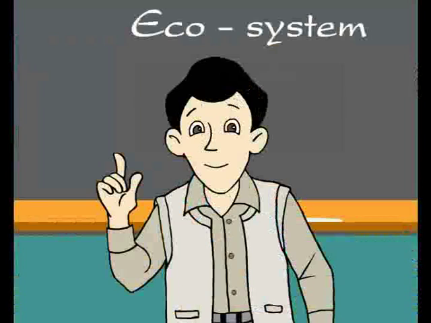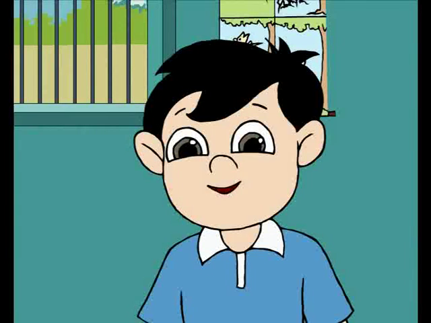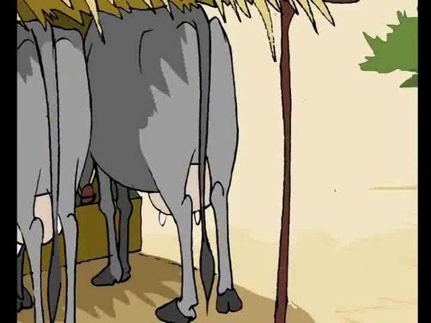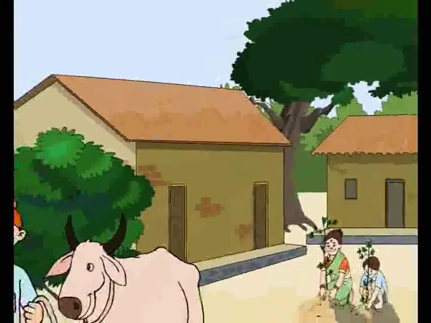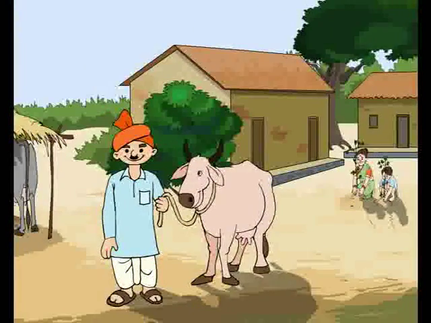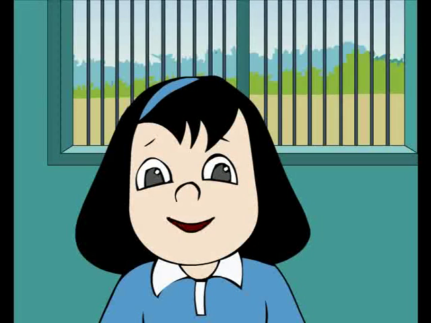Hello children, let's now learn about our ecosystem. Can anyone tell me? Amit? Yes, sir. It is the system where animals, plants, and human beings live together happily in harmony with nature. That's right. Rita? Sir, what is the difference between nature and ecosystem?